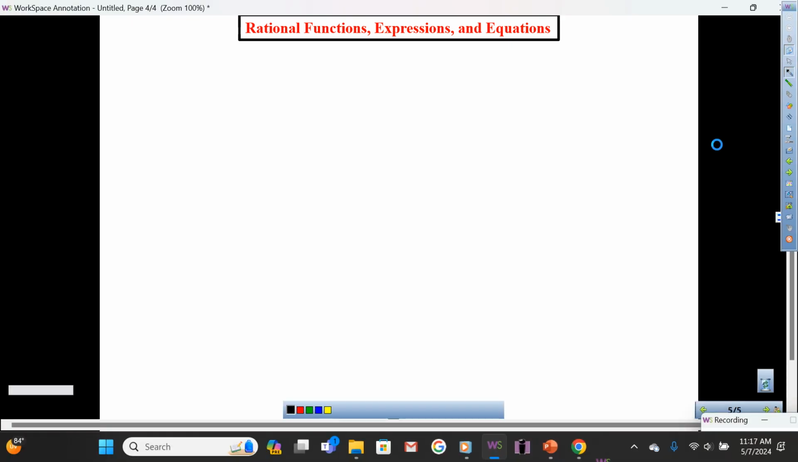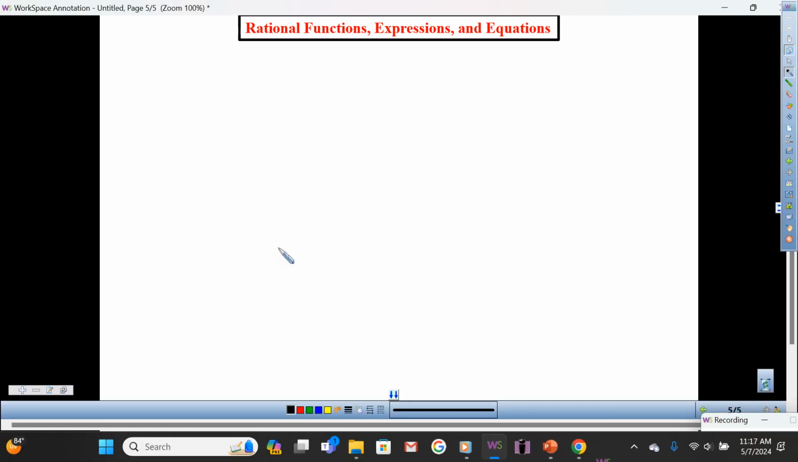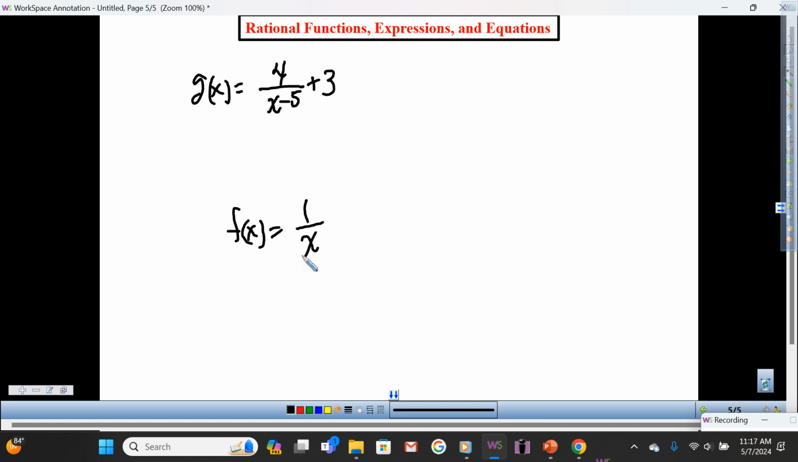So, writing utensils down, look up to the screen. Here we go. Just to recap, we've only seen 2 types of rational functions. This kind, g of x equals 4 over x minus 5 plus 3. Question, what is the parent function of this one? Does it have a square on the denominator? No, so the parent function is f of x equals 1 over x. Are we there so far? The second one I introduced looks very similar.